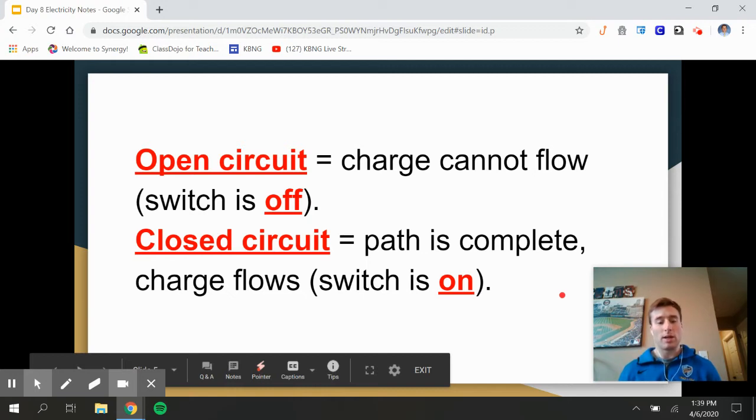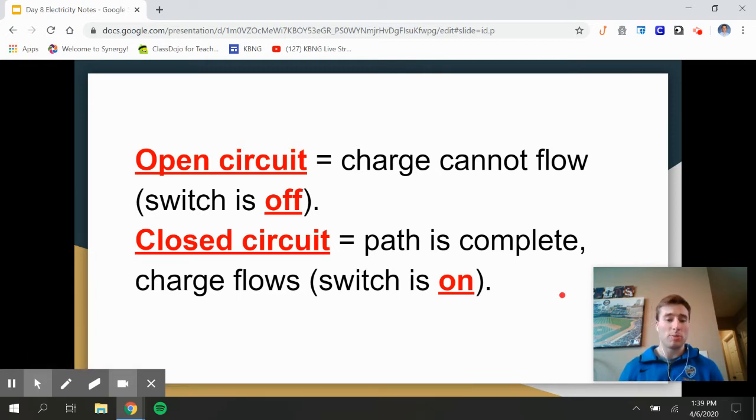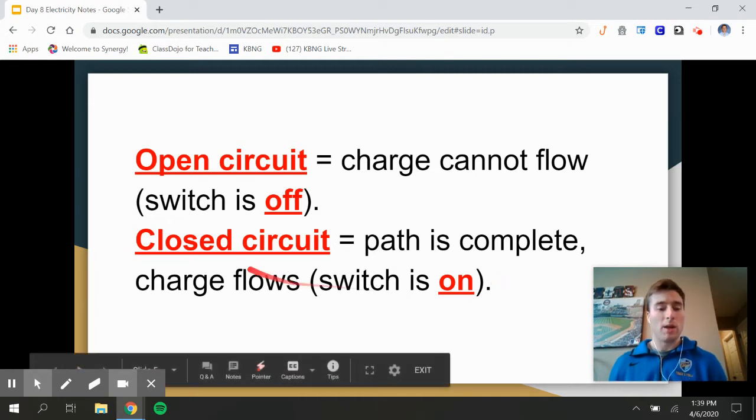Now, one of the things is that an open circuit will have a break somewhere in that circuit, and an open circuit is a circuit where charge cannot flow. Think of a light switch being off, right? If you turn a light switch off, you're opening up the circuit, breaking the connection and stopping the electrons from flowing. A closed circuit then is something that's turned on. The circuit is complete and it can go around and around in a circle. So if you think about a closed circuit, you can think about it as if the switch is on.